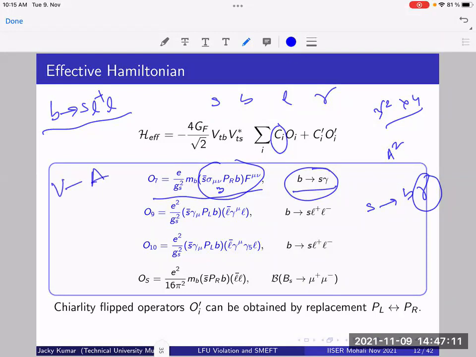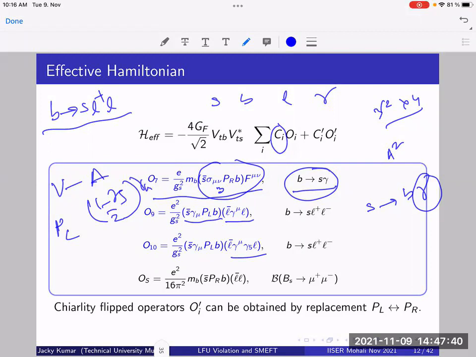So for example, here you have a PL, okay? PL is basically (1 minus gamma 5)/2. So if you multiply by gamma mu, this gives rise to a V minus A structure. But here in the lepton sector, the way we have defined them, we have defined O9 with only gamma mu and O10 with gamma mu gamma 5. So in principle, if the coefficients of O9 and O10 are different, then it's not a V minus A structure, okay?